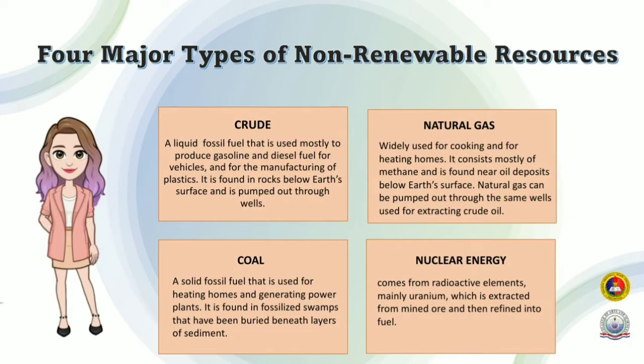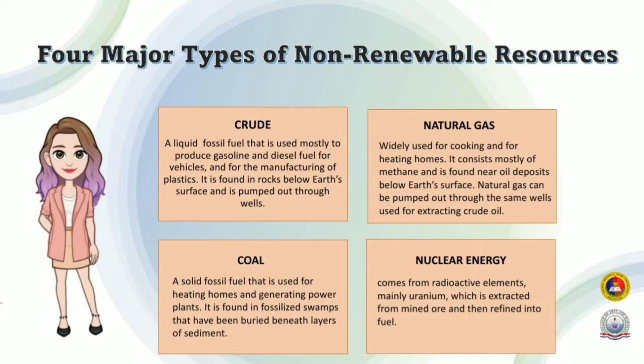First is crude oil, a liquid fossil fuel that is used mostly to produce gasoline and diesel fuel for vehicles and for the manufacturing of plastics. It is found in rocks below Earth's surface and is pumped out through wells. Second is natural gas, widely used for cooking and for heating homes. It consists mostly of methane and is found near oil deposits below Earth's surface. Natural gas can be pumped out through those same wells used for extracting crude oil.